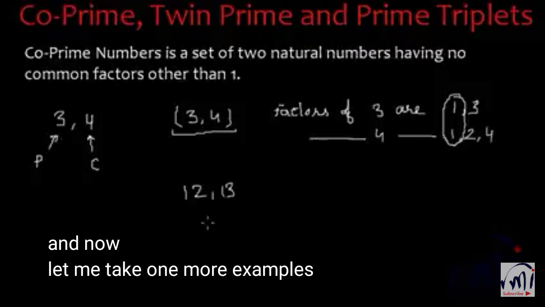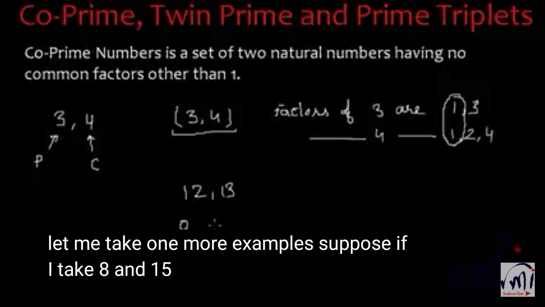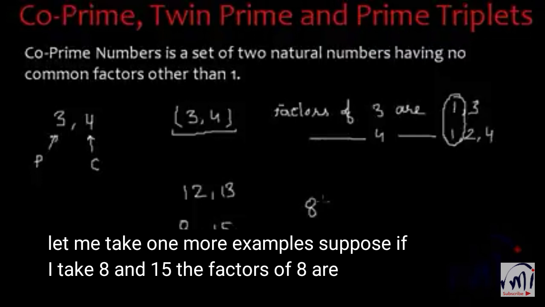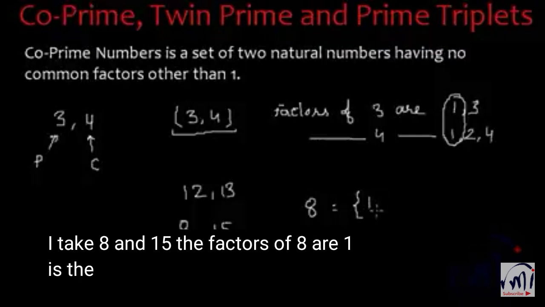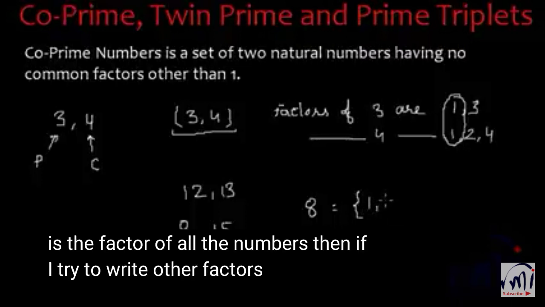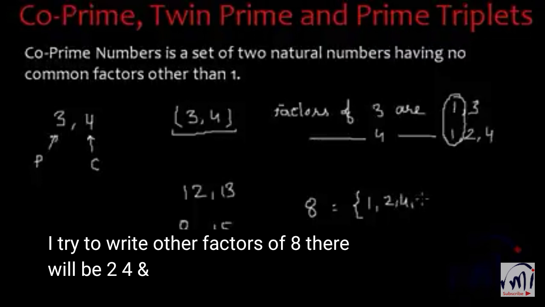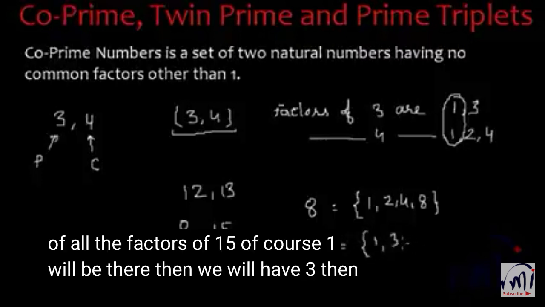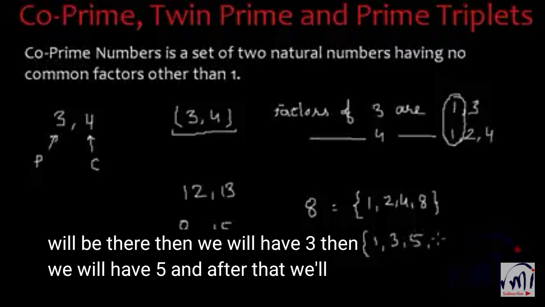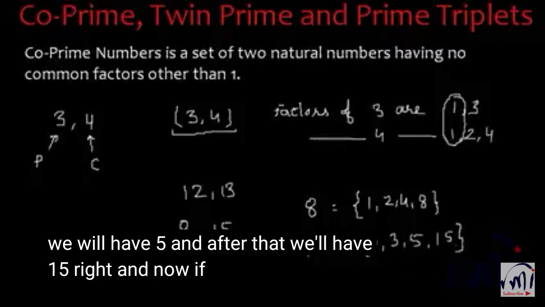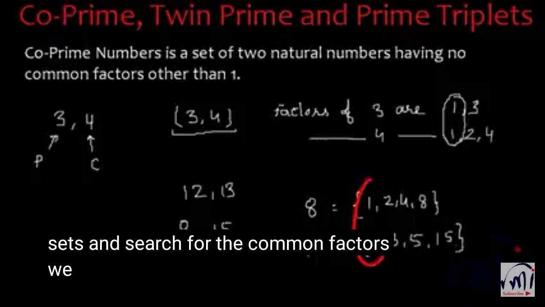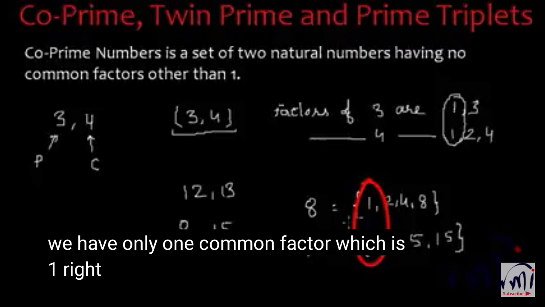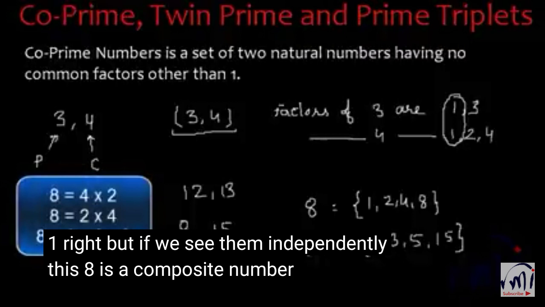Now let me take one more example. Suppose I take 8 and 15. The factors of 8: 1 is the factor of all the numbers. Then the other factors of 8 will be 2, 4 and 8. And the set of all the factors of 15: of course 1 will be there, then we'll have 3, then 5, and after that 15, right? Now if we see these two sets and search for the common factors, we have only one common factor, which is 1, right?